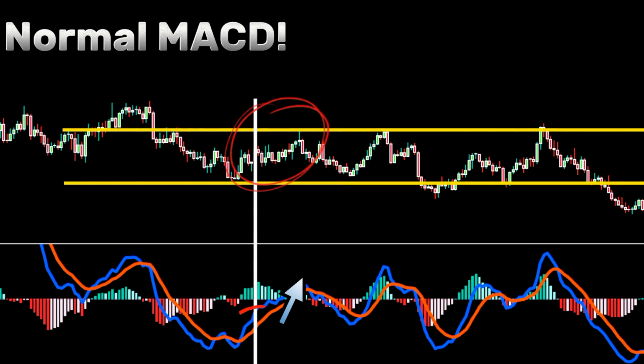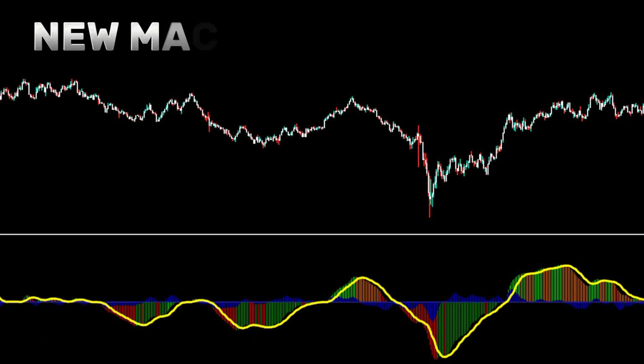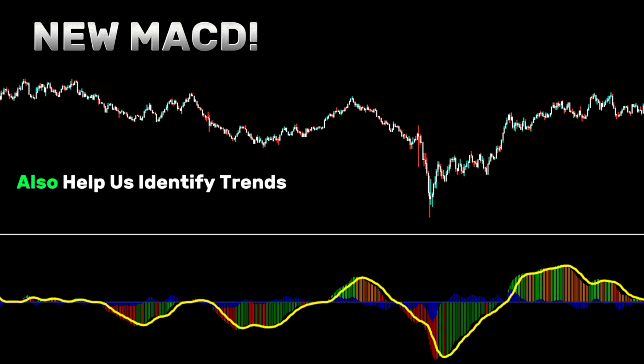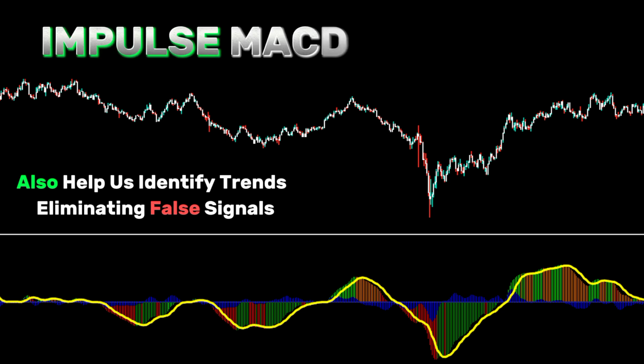But what if I told you that this new adult version of the MACD indicator could also help us identify trends, and at the same time eliminate those false signals for us when the market is ranging, therefore minimizing our loss and increasing our profits? This indicator is called the Impulse MACD. It is similar to the old MACD, and it is also a momentum indicator that could detect trends. But it has its own unique features.